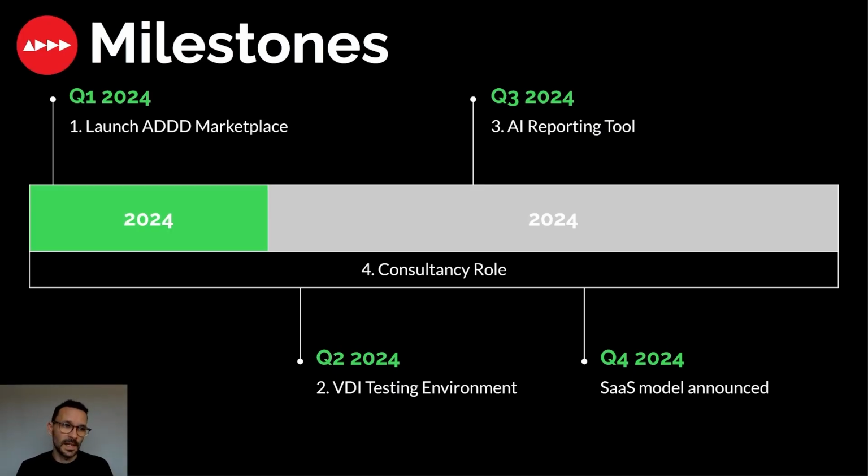So what you can see here is that we've launched the ad marketplace. It's out there, and there'll be a link to that at the end of this presentation that you can go and have a look and sign up to. And then we are going through creating that testing environment at the moment. And then the AI reporting tool will come out later in the year. And then we'll announce the SaaS model to allow people to access that. But underneath all of this is a consultancy role that allows me to help and support companies in a supportive way, and to bring my experience to them, and help guide them in the process that they're looking through.